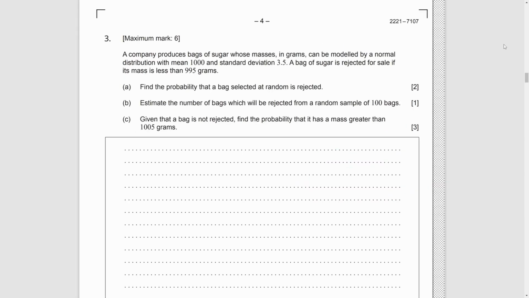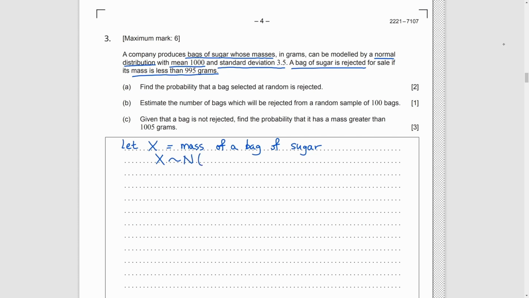Question 3. The mass of a bag of sugar is modeled by a normal distribution with mean 1000 and standard deviation 3.5. It will be rejected if the mass is less than 995 grams. First, we let it to be x. Part A, we need to find the probability of x smaller than 995. By calculator, we get 0.0766.